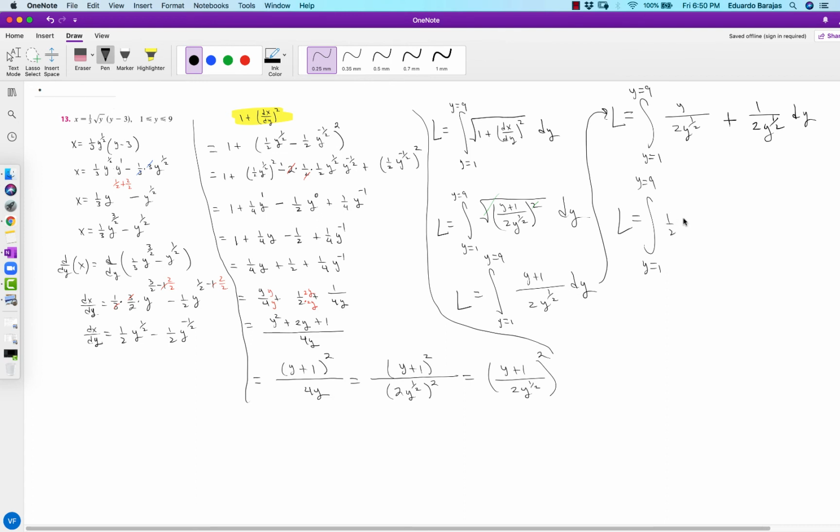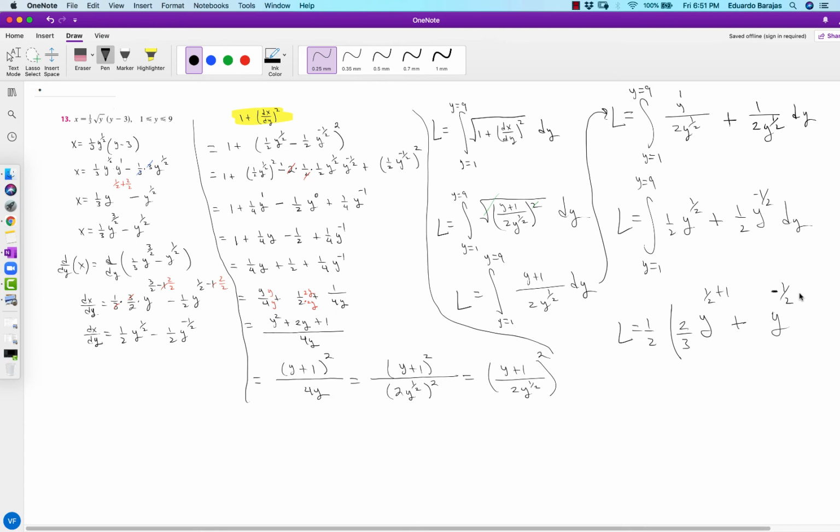Okay, this becomes 1/2 y to the power of 1 minus 1/2, which becomes positive 1/2, plus 1/2, and then this becomes y to the minus 1/2 dy. So I can factor out that 1/2 and say L equals 1/2, and then we have 1/2 y to the 1/2 plus 1. That's going to give me 3 over 2, so I'm going to have to multiply by 2/3. 2/3 times y to the power of 3 over 2 plus, and then here we're going to end up with y to the power of positive 1/2.